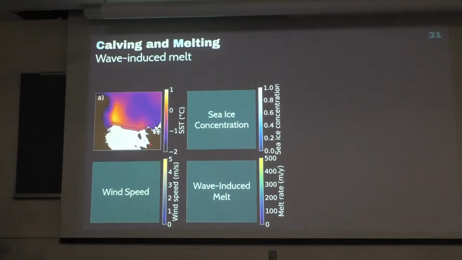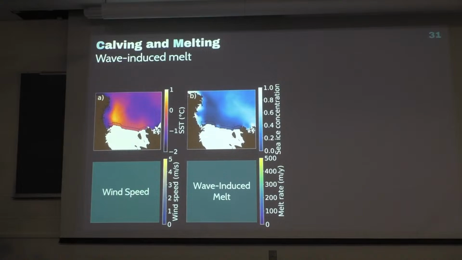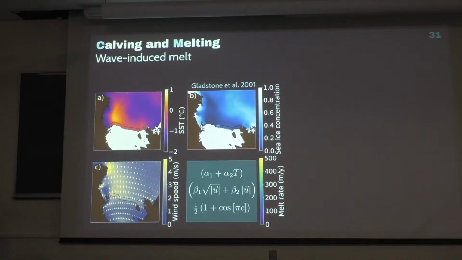So I took the sea surface temperature in the Ross Sea, the sea ice concentration, and the wind speed, and I put that into the equation, which is from Gladstone in 2001. This equation has a linear dependence in T, a polynomial dependence in wind speed, and this term in sea ice, which is just a cutoff term, which means that when there is sea ice, there is no melt, because when there is sea ice, there cannot be wave, and if there is no wave, there is no melt.